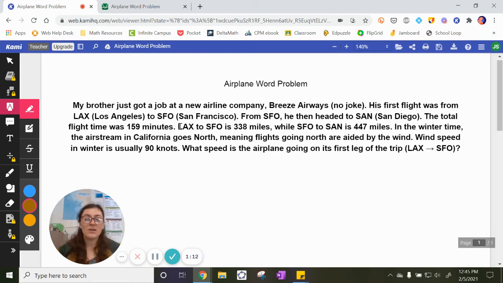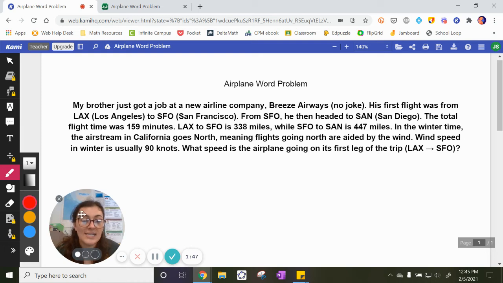And then I looked online on Google Maps and I saw that a flight from LAX to SFO is usually 338 miles. And then to get to San Francisco to San Diego is 447 miles. Another thing my brother was mentioning was in the wintertime in California, the airstream is moving north. So flights going north in the wintertime get a little boost from the wind, whereas flights going south during the wintertime are kind of going against the wind. And he also said that wind speed in the winter is usually 90 knots.